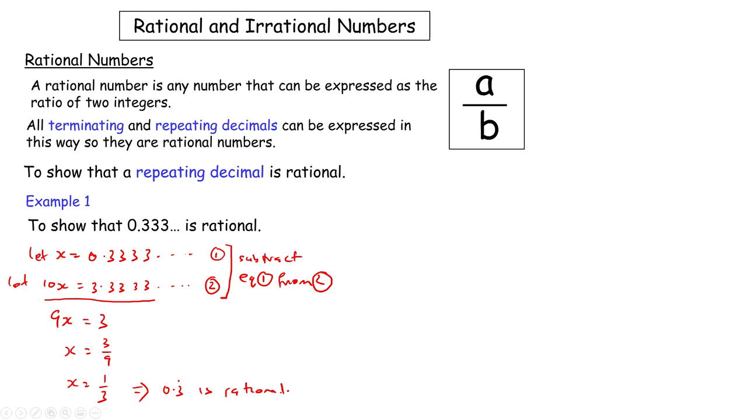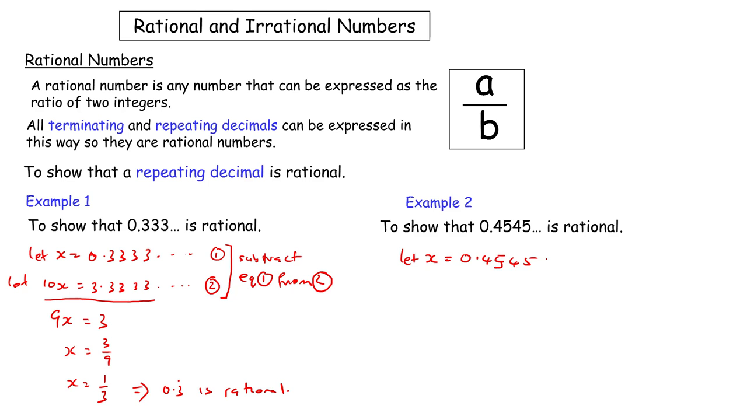Let's have a look at another example then, slightly different. This time it says show that 0.4545 is rational. So same again, let's let x be equal to 0.4545 and so on. That's equation 1. And then this time, if I multiply it by 10, I get 4.5454. So the decimal will be different. So instead, I'm going to multiply it by 100.